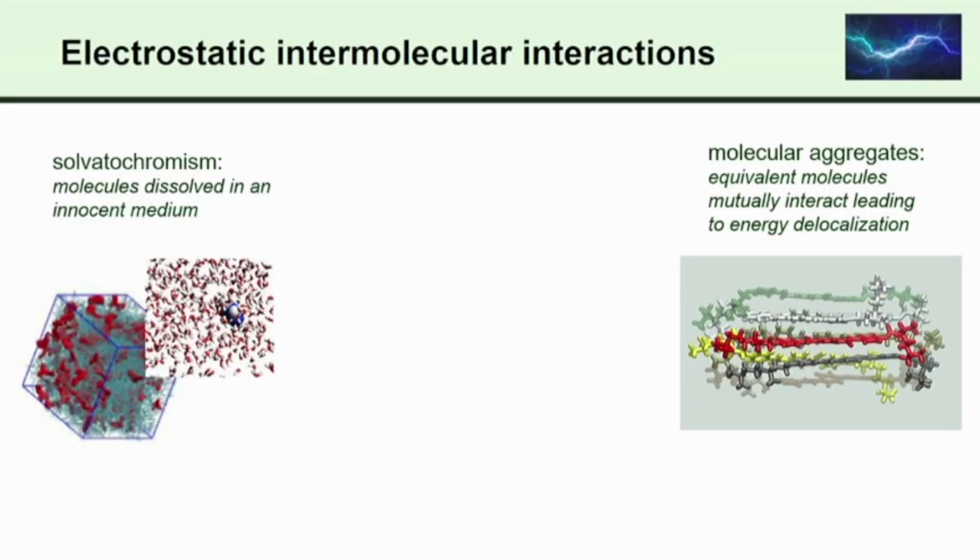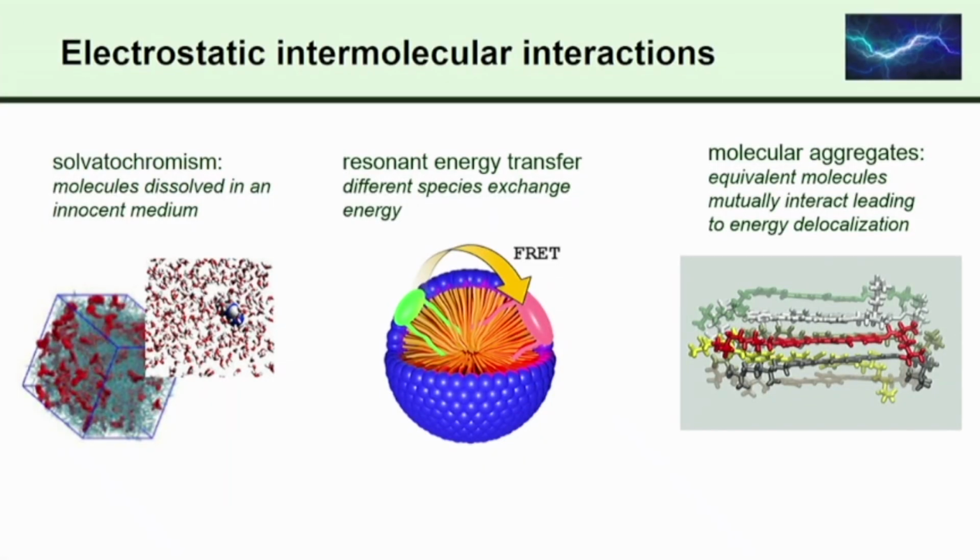Then on the other extreme, we have the systems which are called molecular aggregates. In this system, you have equivalent molecules that interact together. So now each molecule interacts with other molecules of the same kind. In between you have resonant energy transfer. So you have similar molecules with sort of similar absorption or fluorescence spectra. But in this case, we do not have energy delocalization, as in the aggregates, but we have energy transfer from one dye to another dye. So these are the 3 topics for electrostatic intermolecular interaction.